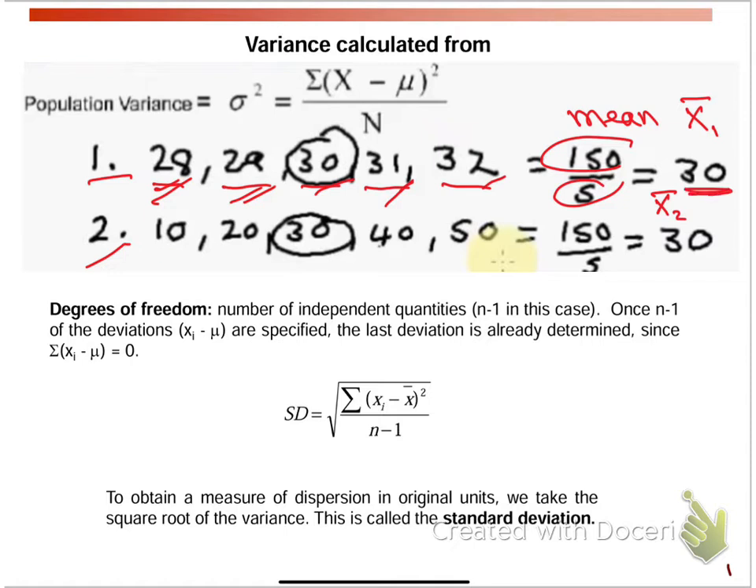The same thing here: 10, 20, 30, 40, 50. The total is 150, divided by 5, equals 30. So the mean, or the average, for both of them is the same.